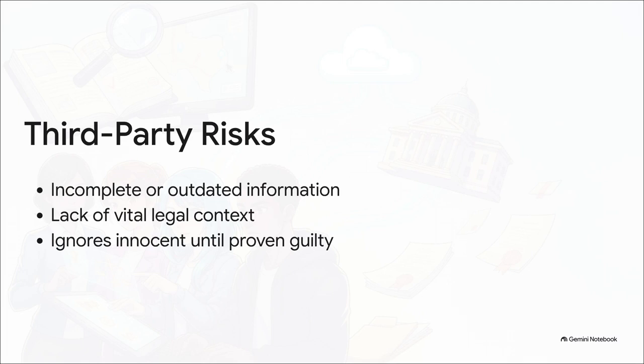So the crucial point here is this. Third-party sites often host incomplete or outdated information, and they entirely lack vital legal context. Online mugshots are just snapshots of an arrest. It's just an interaction with law enforcement. They are absolutely not convictions. Always keep in mind the fundamental legal principle of innocent until proven guilty, and try to view these online records with a strictly neutral perspective.